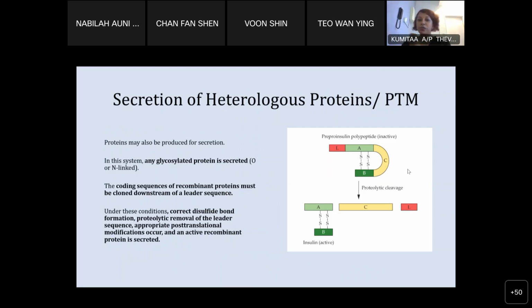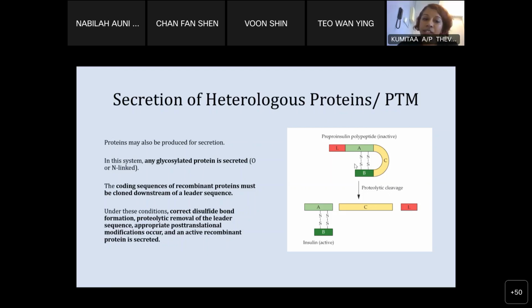Right, so next we move on to secretion of heterologous proteins or PTM. As pointed out a couple of times earlier today, proteins may also be produced for secretion. And in this case, any glycosylated protein is actually secreted, whether it's O or N linked. How it works is the coding sequence of the recombinant protein has to be cloned downstream of the leader sequence. That's the L in red. You see it here and you see it here.